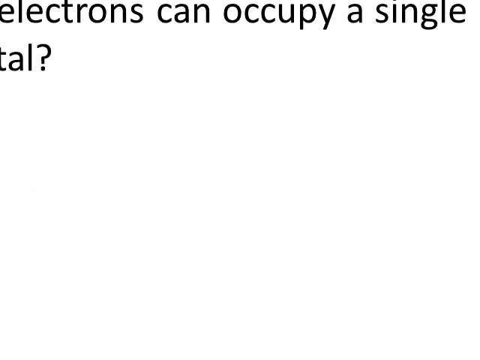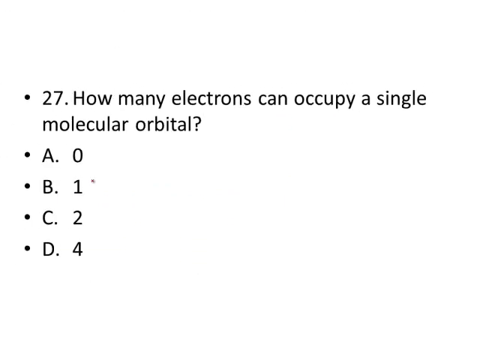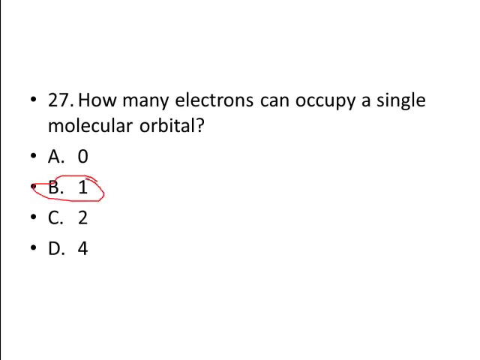So number 27, how many electrons can occupy a single orbital? A lot of students are going to put wrong answers. They're going to put number 1, and they're not necessarily using the Pauli exclusion principle, which is saying that you can only have 1 electron. You could have 2, right? But they have to have different types of spins.